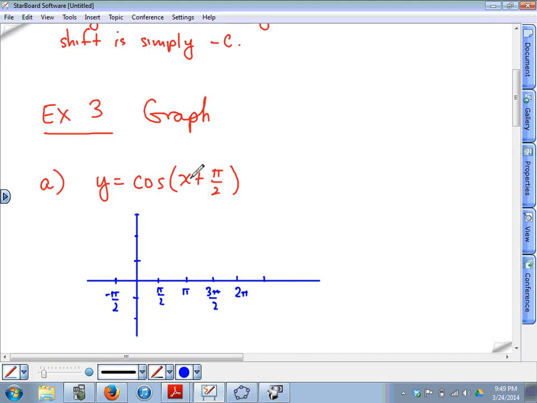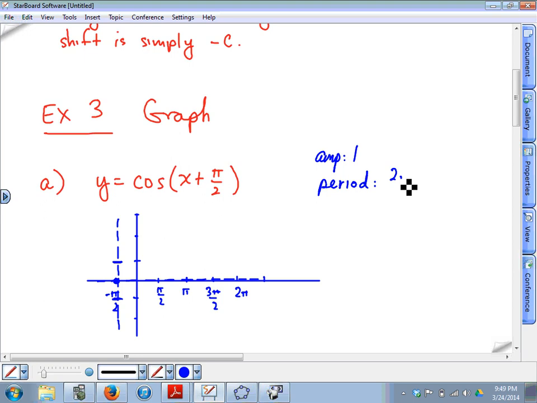So because the graph is shifting to the left by a factor of pi halves, I'm going to take the origin, shift it over to negative pi halves, and create a new axis system centered around that point, negative pi halves, 0. And then graph everything as if this were the original origin. So the amplitude remains unchanged. It goes as high as 1 and as low as negative 1. And matter of fact, we should state those. The amplitude is 1.